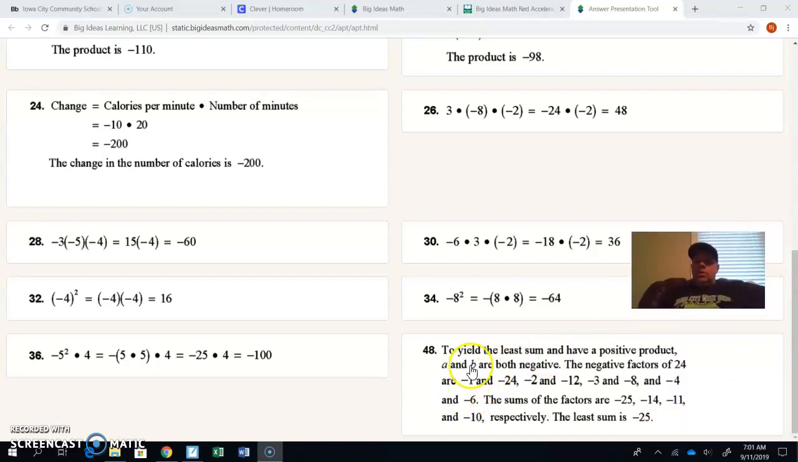is to come up with the least sum and have a positive product, the numbers have to be negative. So the negatives that we're talking about are negative 1 and negative 24, negative 2 and negative 12, negative 3 and negative 8, and negative 4 and negative 6. So when you add these up, that is negative 25, negative 14, negative 11, and negative 10. So negative 25 is the least sum.